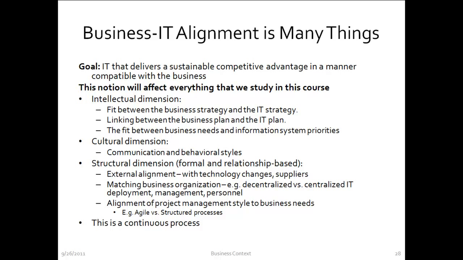Business IT alignment is really along three dimensions. One is the intellectual dimension, which is in all the planning and so on that takes place within an organization. The IT plans and the business plans must be compatible or must fit together. So there must be fit between the business strategy and the IT strategy. There must be linking between the business plan and the IT plan. There must be a fit between the business needs and the business priorities and the information system priorities.